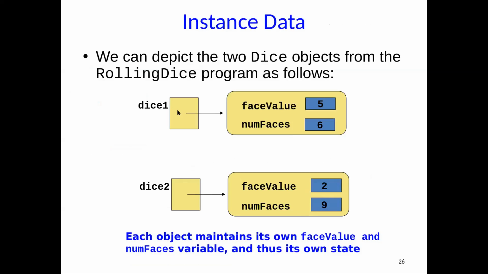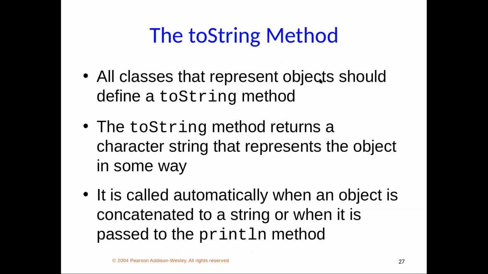You have dice 1, and within it there are 2 attributes, so you display the 2 attributes. This is called the state of the object. The state of dice 1 is that face value has the value 5 and num faces has the value 6, and this is the state of dice 2. We already discussed toString. Like I said earlier, you can use this to display or print the state of the objects in a more user-friendly way.